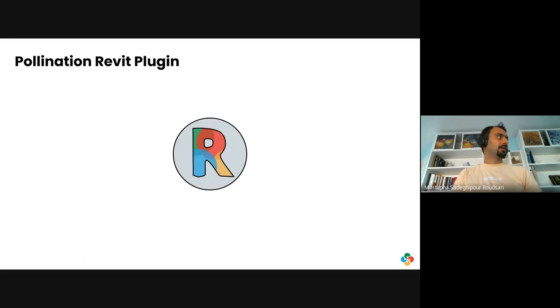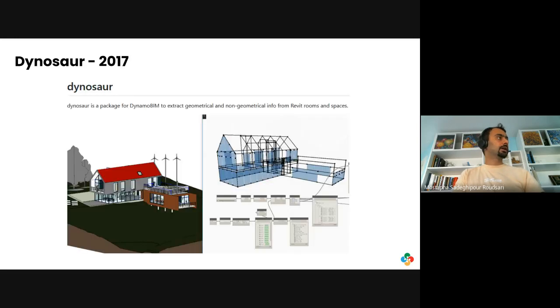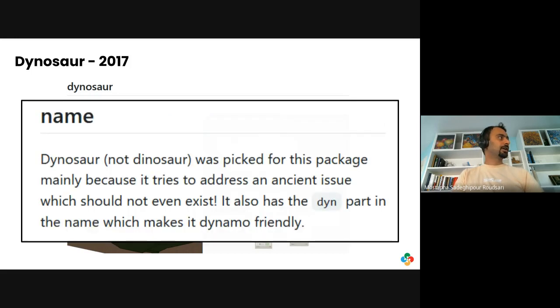Now, what's the Revit plugin? The Revit plugin is basically designed and developed for addressing this issue. What's the issue? The issue was that before Pollination, if you wanted to export something from Revit, your option was GBXML, and it's usually not the quality that you really want. We even tried to do this before Pollination several times, and one of the projects was Dinosaur, which basically was a way to force Autodesk to fix this thing, because this should not even exist.